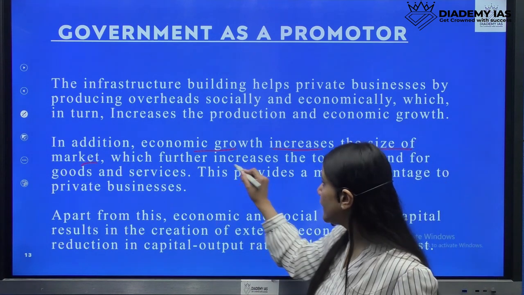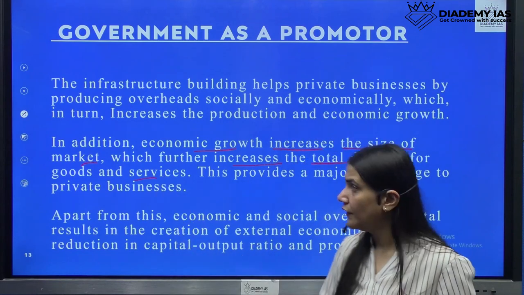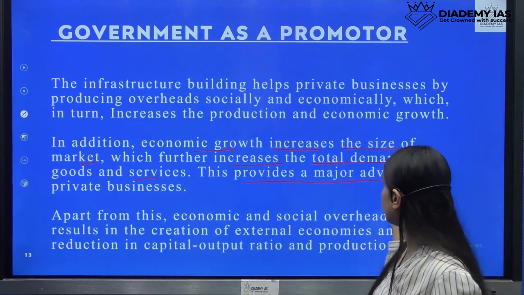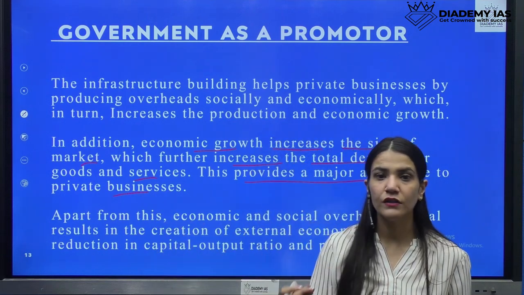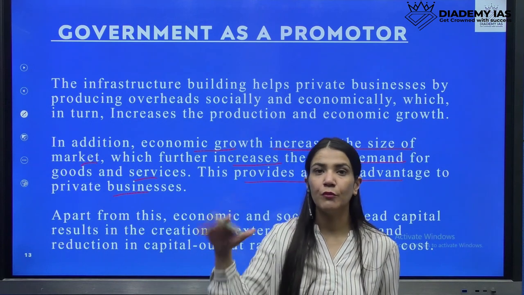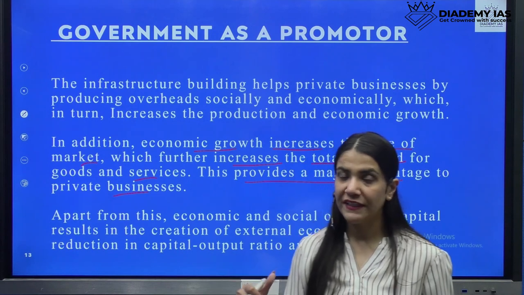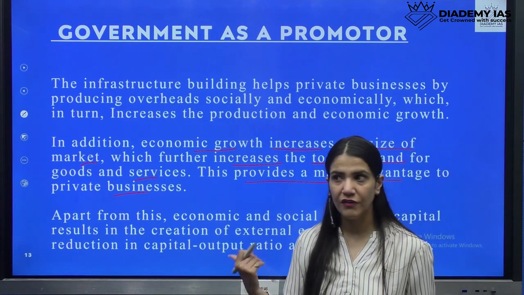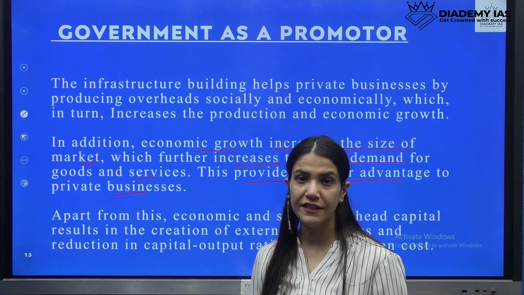So with further increase, the total demand for goods and services would definitely improve, right? So this provides a major advantage to private business. The private business basically works under the umbrella protection of the government, right? If the government cannot just act and be very much vigilant in terms of its disciplinary action.